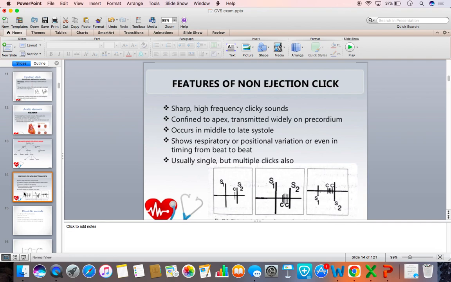They are sharp, high-frequency clicky sounds, confined to a place but transmitted widely on the pericardium. They can occur in mid or late systole. They show variation with respiration and also beat-to-beat variation. Usually single but could be multiple. So these are the features of non-ejection clicks.